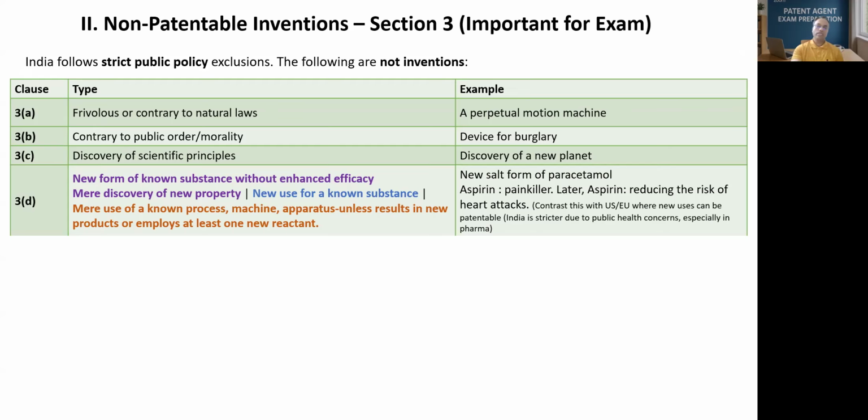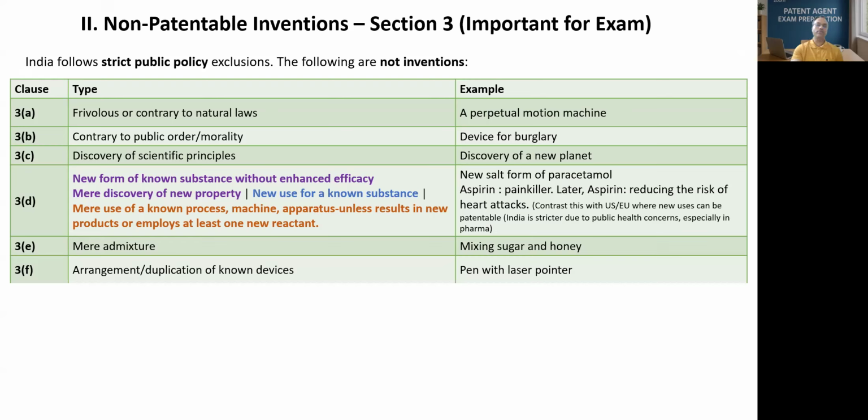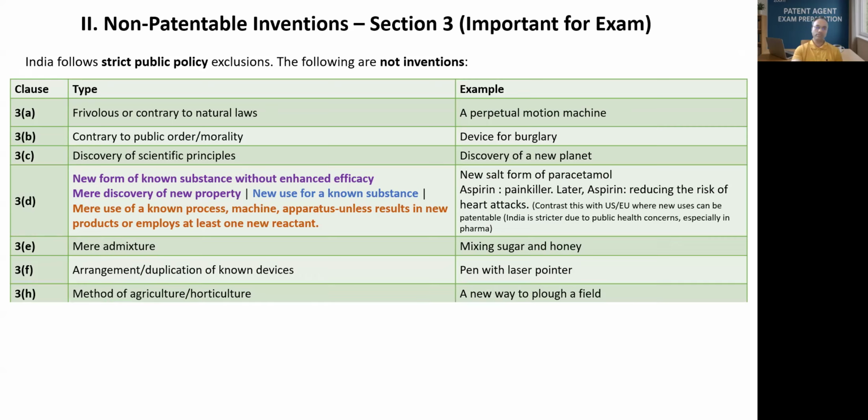Then section 3E, mere admixture: sugar and honey, you just mixed them. Then 3F, arrangement or duplication of a device, like a pen and laser pointer combined. 3H, horticulture and agriculture methods. Method, not instrument; how the work is done. You cannot stop a farmer from doing agriculture. You cannot stop a method. An instrument you can, so you can stop instrument manufacturing, but you cannot stop a farmer from farming.